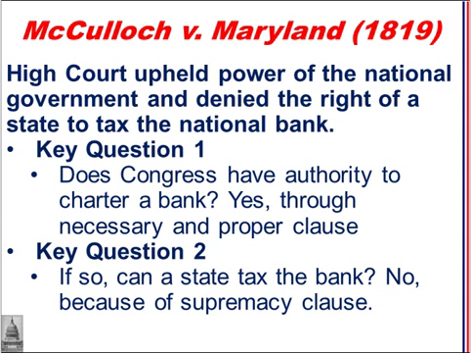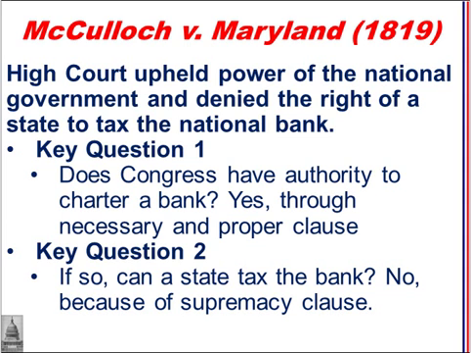James McCulloch was the head cashier of the Baltimore branch of the Second Bank of the U.S. and refused to pay Maryland what Maryland was demanding. So Maryland brought suit. The Maryland State Court ruled in favor of Maryland. McCulloch appealed to the Supreme Court. The U.S. Secretary of the Treasury backed him. And in a unanimous opinion, the court ruled in favor of McCulloch.